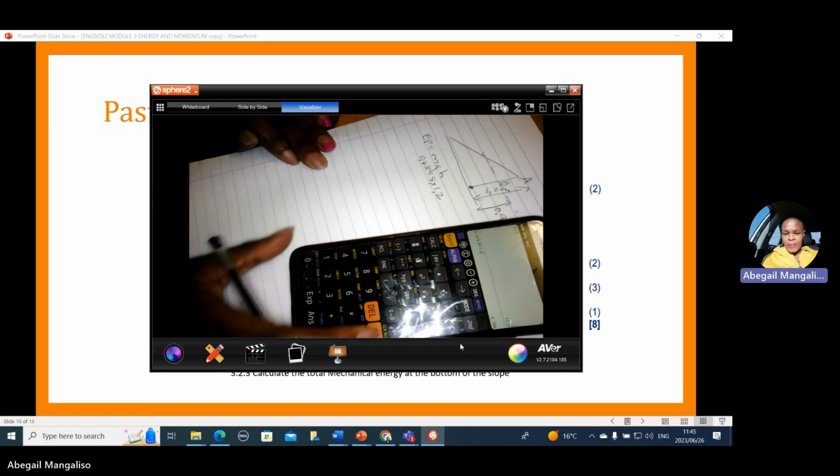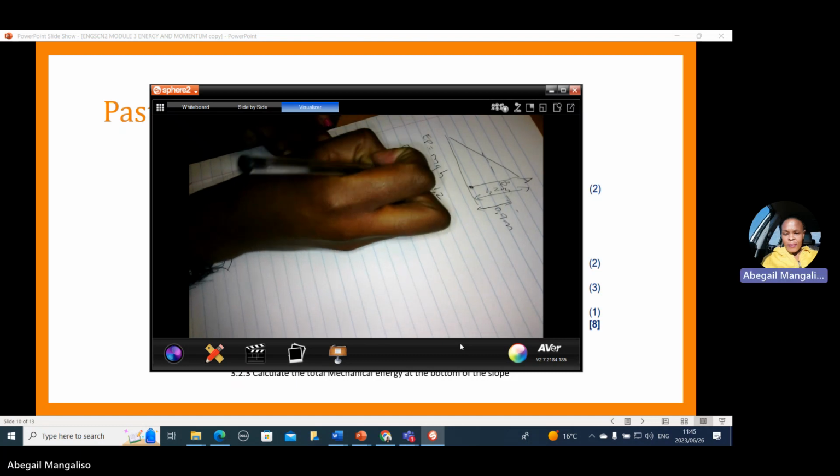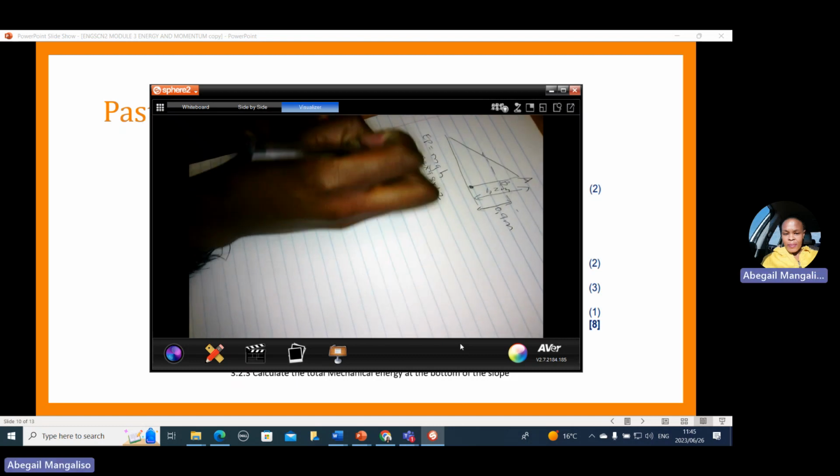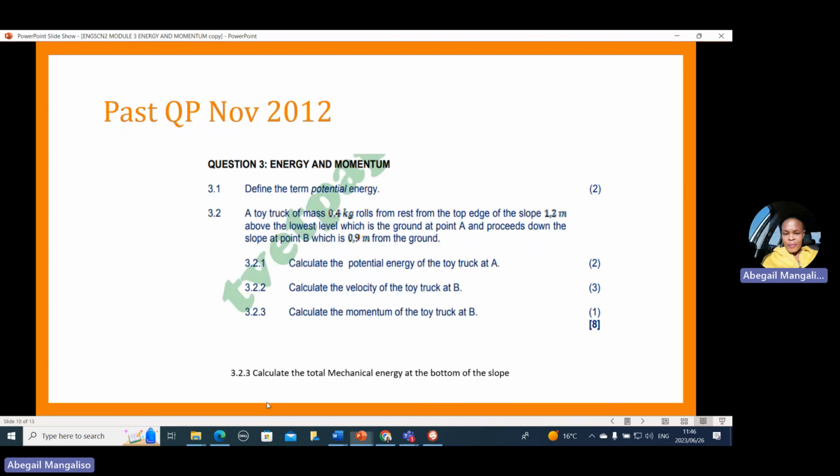You got 4.704, so this potential energy is 4.704 joules. Second question, let's see what question number 2 is looking for. Calculate the velocity of the toy truck at B. So we are looking for the velocity.